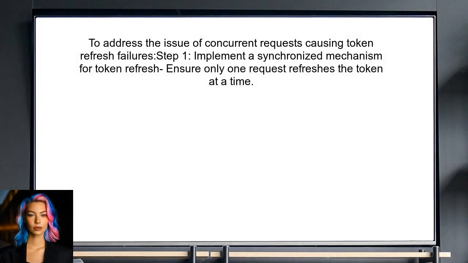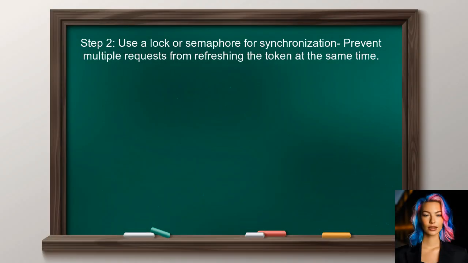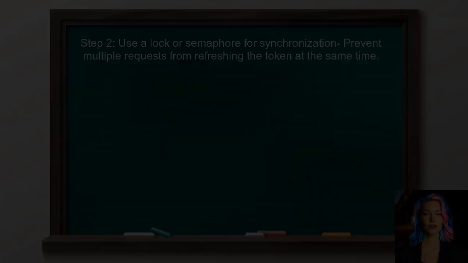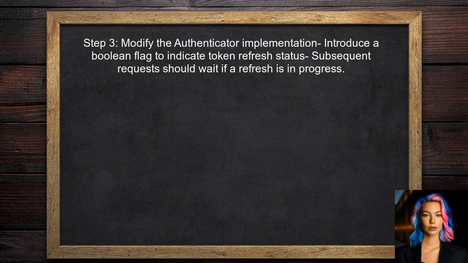To address the issue of concurrent requests causing token refresh failures, the user should implement a synchronized mechanism for refreshing the token. This ensures that only one request attempts to refresh the token at a time. The user can achieve this by using a lock or a semaphore. This will prevent multiple requests from trying to refresh the token simultaneously, thus avoiding the 500 error from the web service.